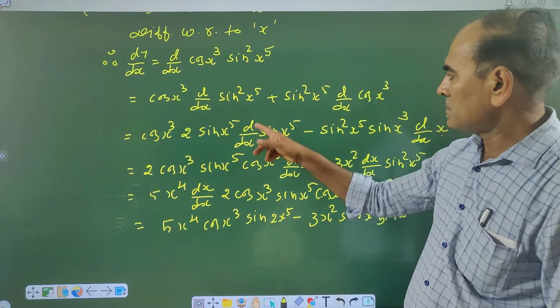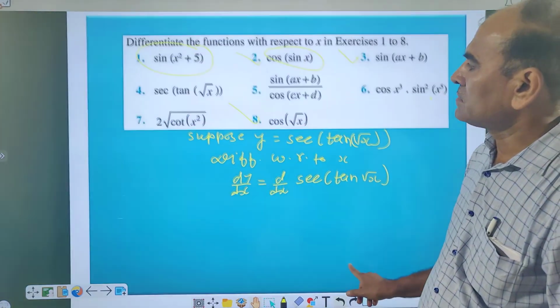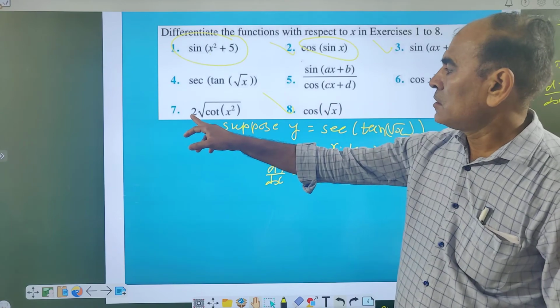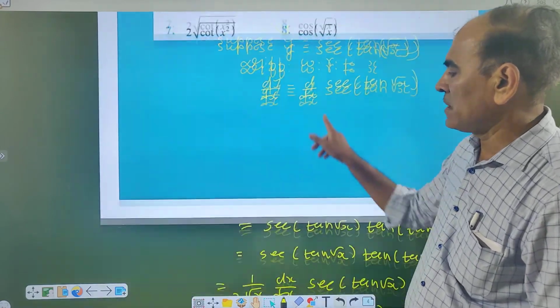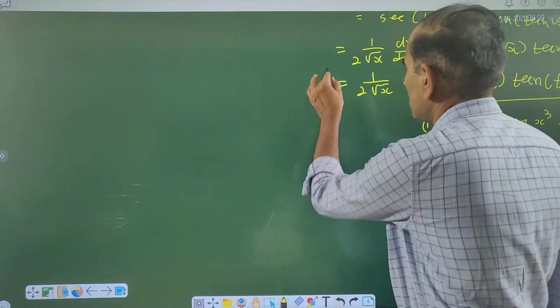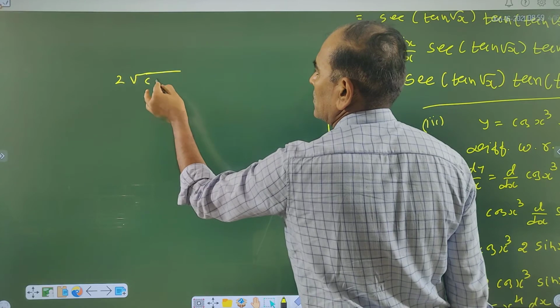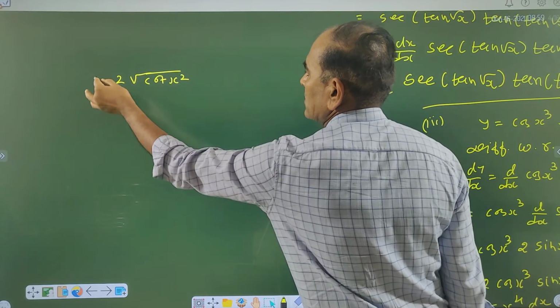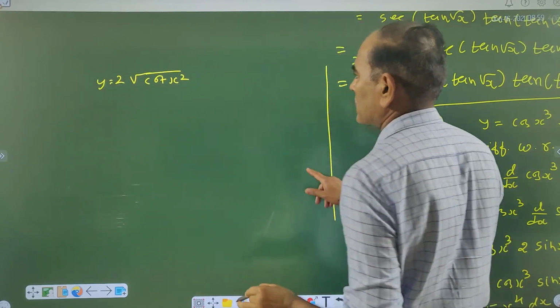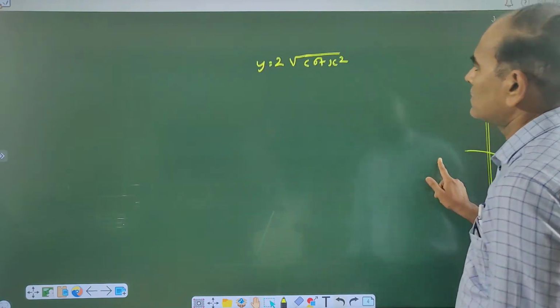What is the next one? Next one. This one is your number 2: root of cot x square. Next one, 2 root cot x square. That is our y. Okay, this is our y.